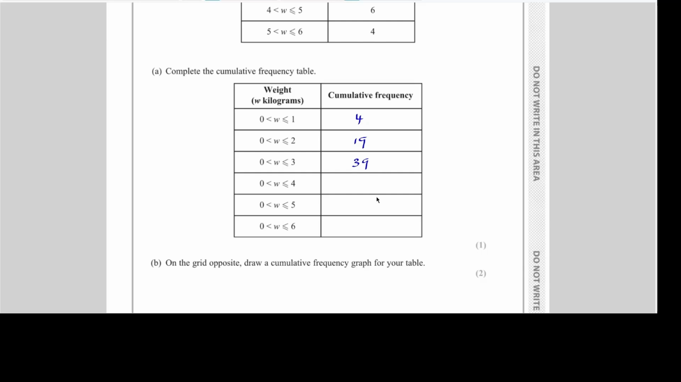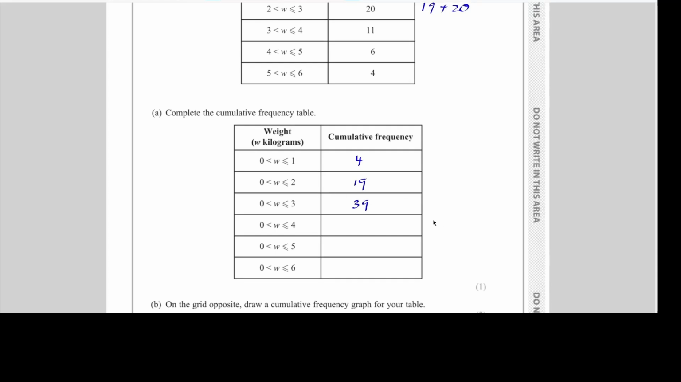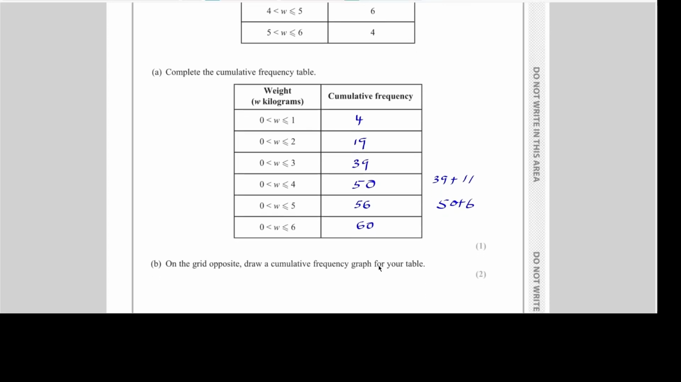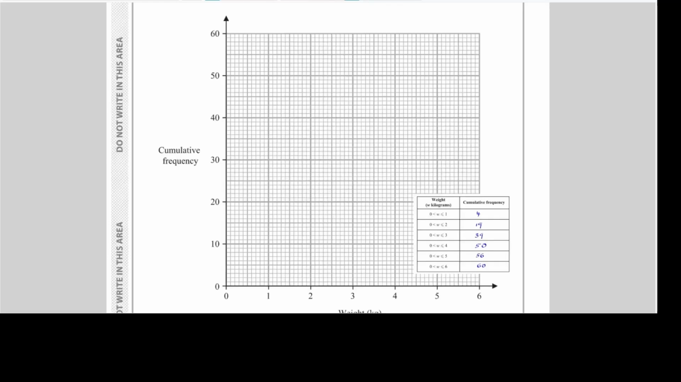Then 39 plus 11 becomes 50. So 50 plus 6 is 56. 56 plus 4 is 60. That's how we get the cumulative frequency. Part B, on the grid opposite, draw a cumulative frequency graph for your table. So we need to use this table to draw the cumulative frequency graph. Let's draw it then.